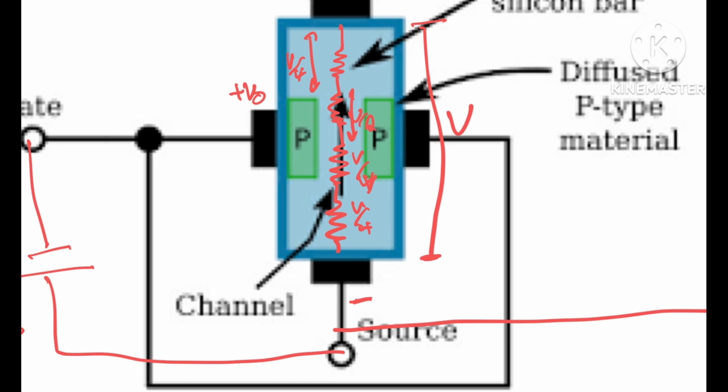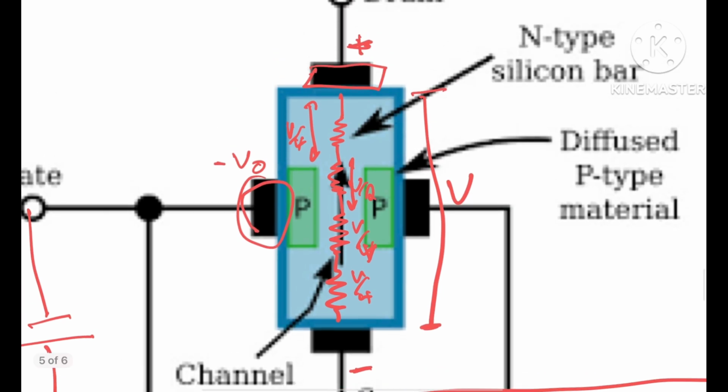Now what happens, let's say this gate is at plus V0 volts. No, it is at minus V0 volts. Now what will be the potential difference between this place, this gate, and this drain metal strip? The potential difference would be, let's say, V here and V0 here. So it's going to be V plus V0 at this point. So obviously, as the potential difference is higher, the depletion layer width will be higher.